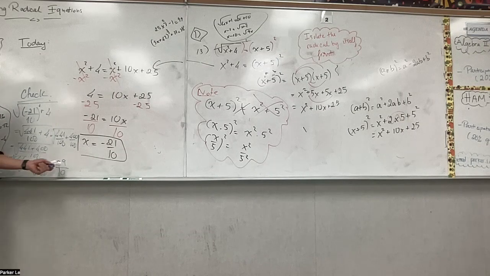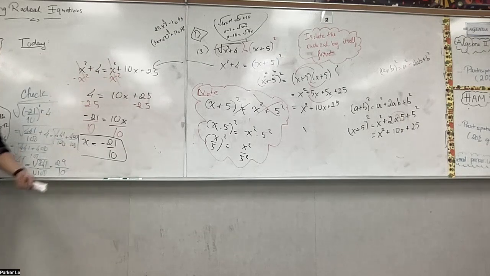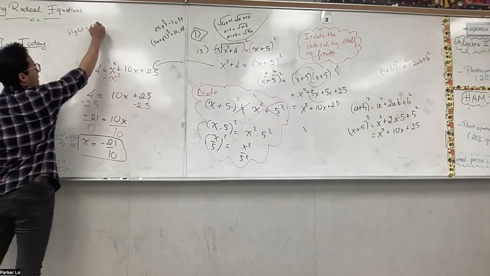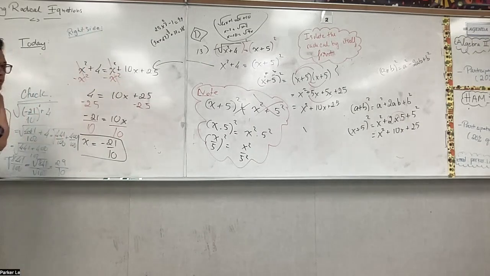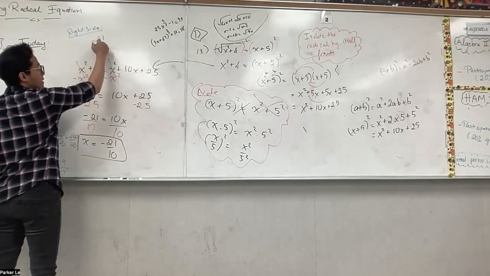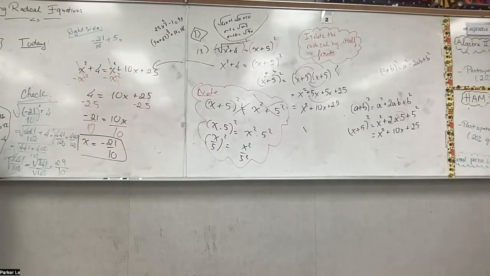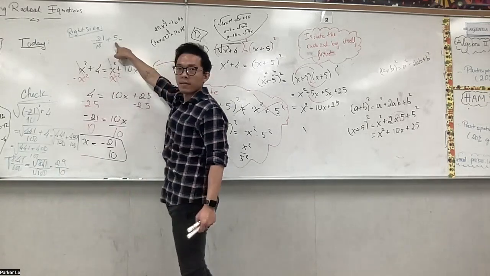Okay. You need to check if the left side equals the right side. But look at the right side. You also have x. So you need to plug in as well. I know this is a lot, but you need to do that. Plug it in, x equal to -21 over 10 plus 5. How can you add two fractions? Multiply by 10.